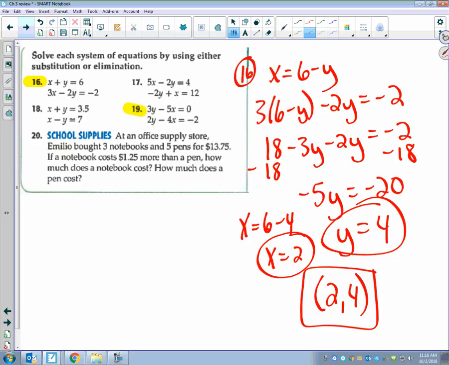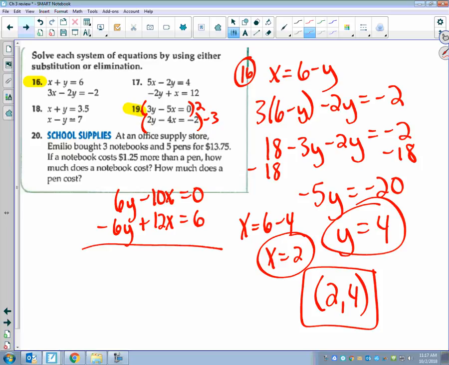19 would not be a great one to do substitution, in my opinion. I'm going to do elimination, and I'm going to make my y's the same, okay? So I'm going to multiply the top equation by 2. I'm going to multiply the bottom equation by -3. So I get 6y minus 10x equals 0. And on the bottom, I get -6y plus 12x equals 6. Again, I like to multiply so that they're different signs so that I can just add, because these cancel. This would be 2x equals 6 and x equals 3.